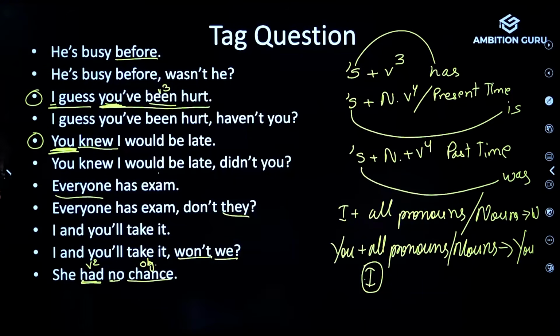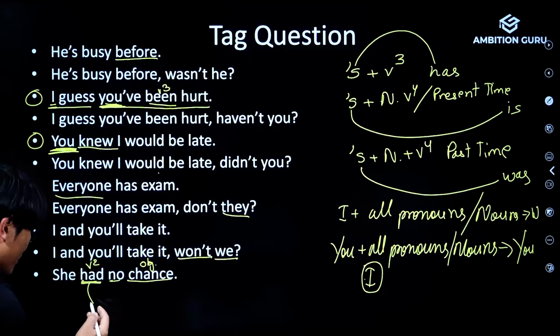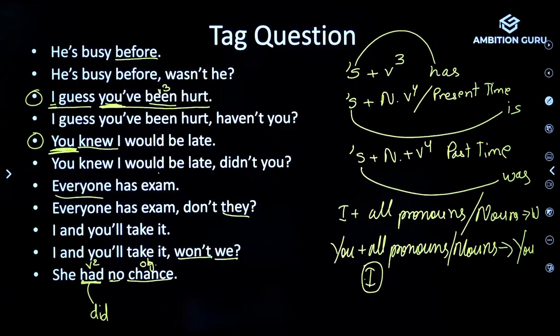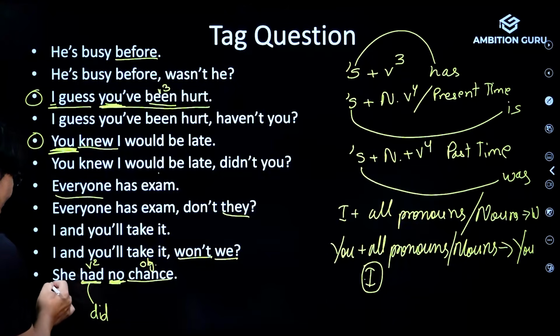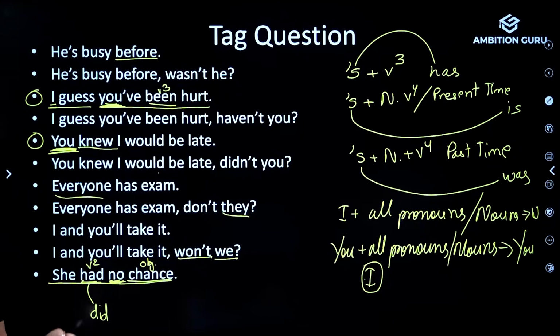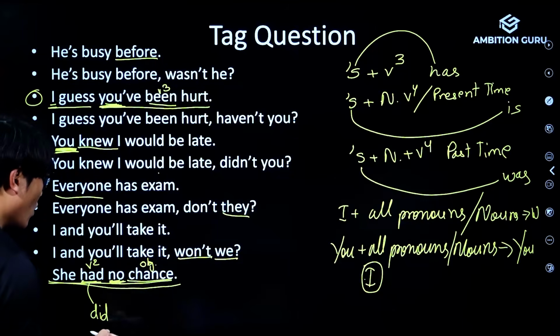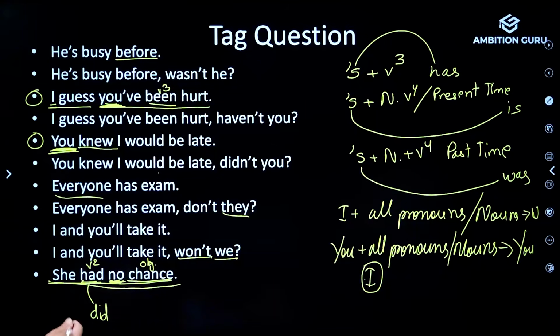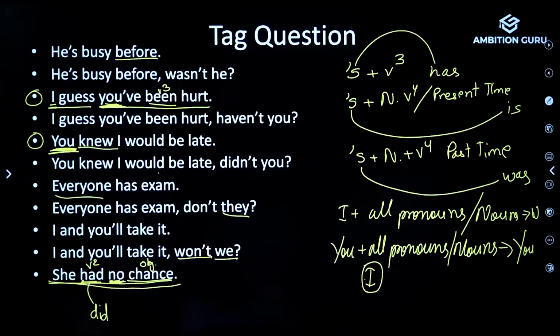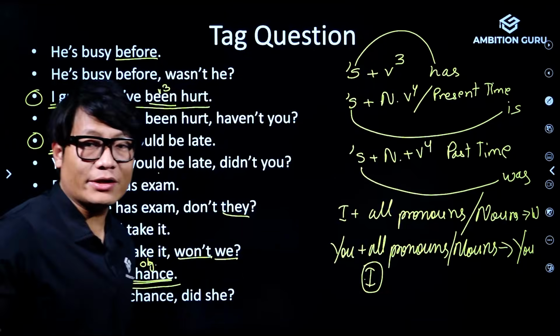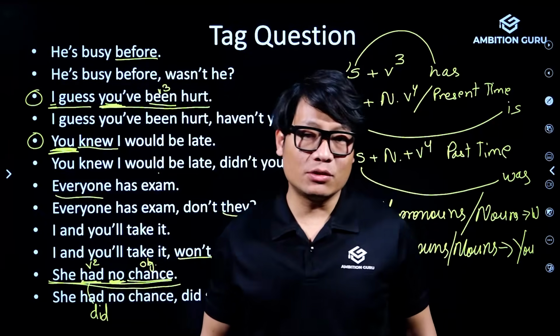Clear? And what is the auxiliary verb? The auxiliary verb for the main verb is "did". Clear? And here is "no", so that means this sentence is negative. When this sentence is negative, obviously the tag question should be positive. So what's the tag question? Okay, the tag question is "did".